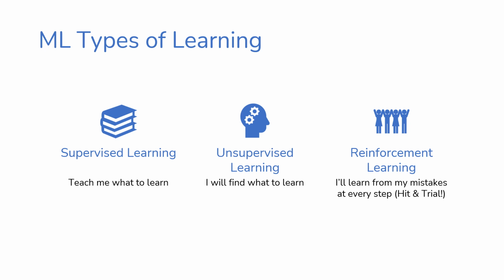But what are the main types of machine learning? We have three main types of machine learning: supervised learning, unsupervised learning, and reinforcement learning. Supervised learning is to teach me what to learn by providing all the labels. Unsupervised learning, I will find out what to learn without the need of labeling the data, while the last type here, reinforcement learning, I will learn from my mistakes at every step, which is just the concept of hit and trial.